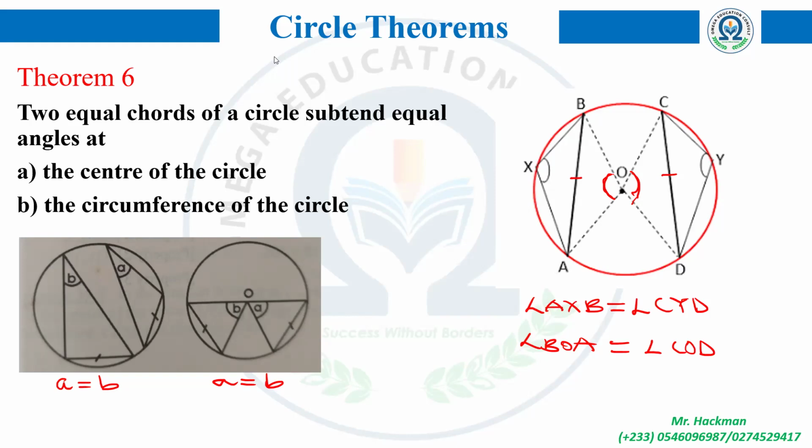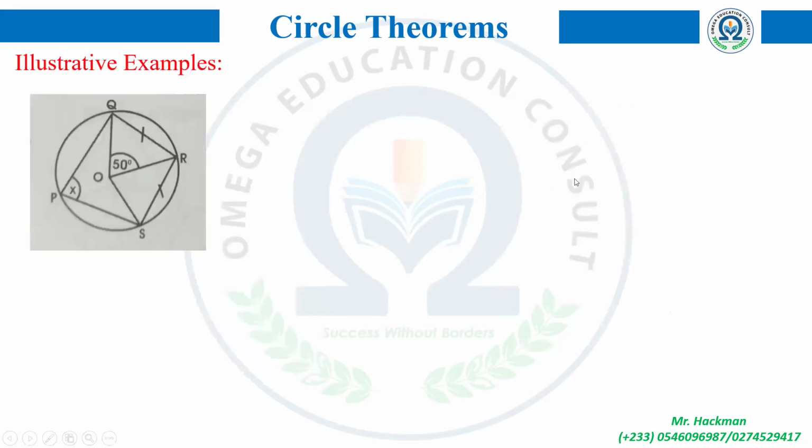Okay, so now, let's see. At this point, if you are okay with this, then we can move on to illustrative examples. So let's look at our first illustrative example. Quickly, you can see a lot of lines, but don't be worried. Just know your theorems and try to pick them out of the diagram.